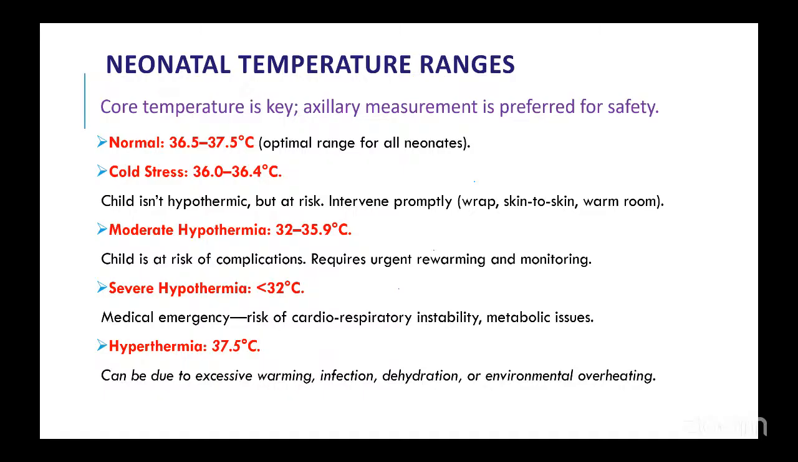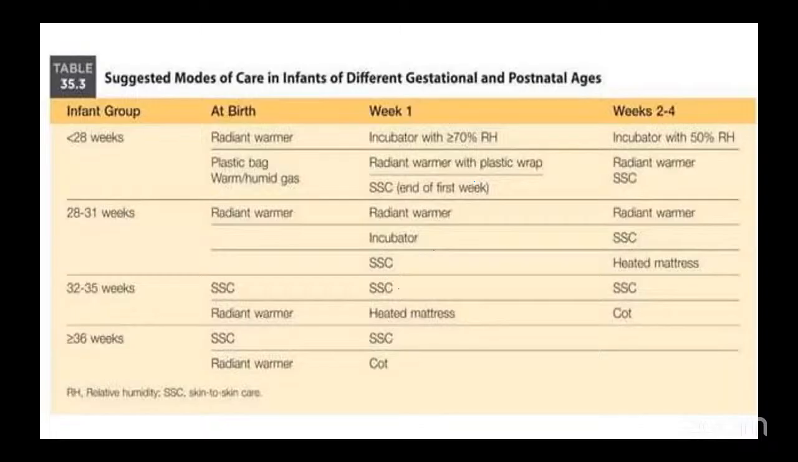But never forget that hyperthermia is also a problem with the baby. Sometimes you do excess warming, or sometimes dehydration or environmental overheating can also cause hyperthermia. That's temperature more than 37 degrees centigrade. Infection can also cause hyperthermia in children. So if that's the case, we need to do infection screening for the babies.